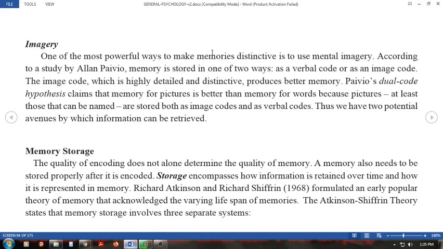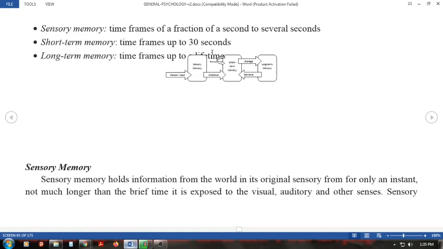And then we have the memory storage. Isa sa mga pinaka accepted nga theories on memory storage would be kang Atkinson nga theory, no? Atkinson actually has three types of memory storage. First is sensory, short term, and then long term. Sensory memory time frames of a fraction of a second to several seconds. Short term memory time frames up to 30 seconds, and long term memory time frames up to a lifetime.